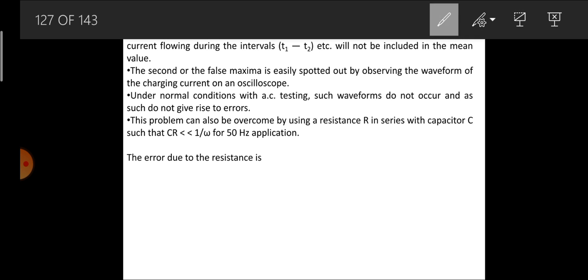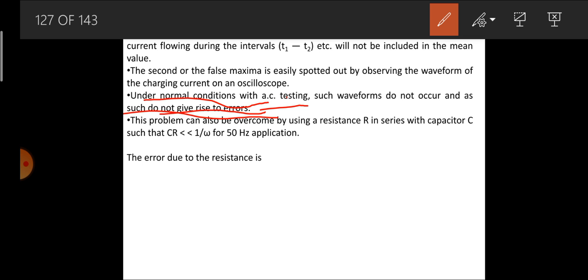And as such, they do not give rise to errors. Under normal conditions with AC testing, we do not get any false maximum; we get a good sine wave. So these do not give rise to such errors. But what happens with pre-discharge currents? Within the test circuits, there will be some pre-discharge currents, which cause very short duration voltage drops that can introduce errors.